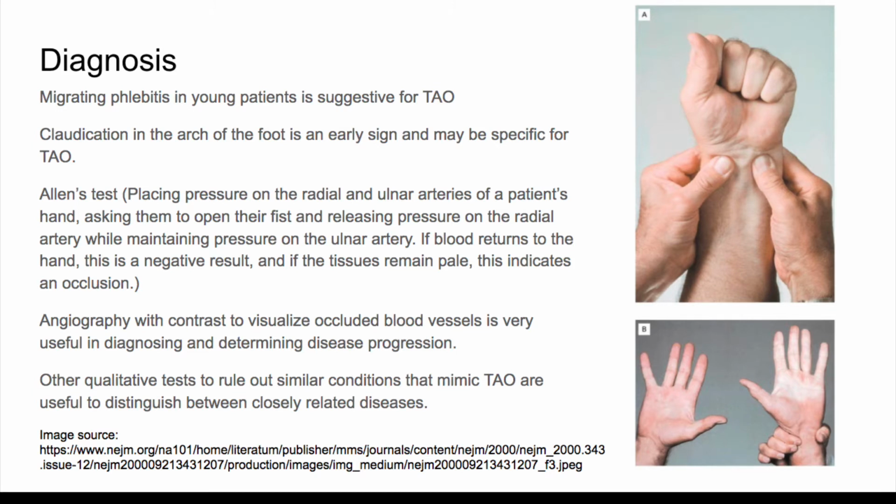There's a test called Allen's test, which works by placing pressure on the radial and ulnar arteries of a patient's hand and then asking them to open their fist, releasing the pressure off the radial artery. If the blood returns to the hand, it's a negative test for occlusion, and if it remains pale, it indicates that there's an occlusion somewhere. Angiography with contrast helps visualize occluded blood vessels and is very useful. And then other qualitative tests to rule out similar conditions can help narrow it down to TAO.